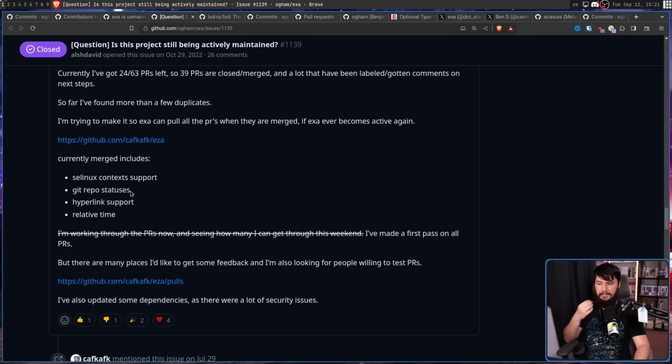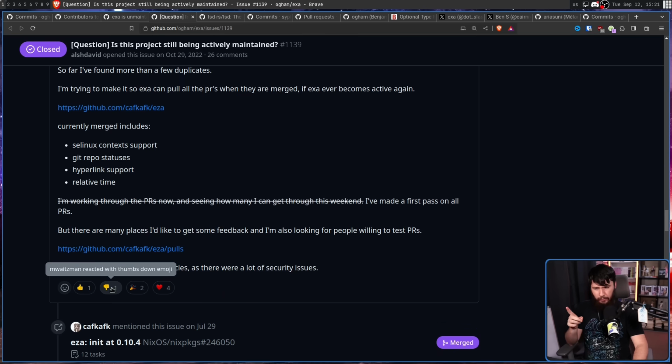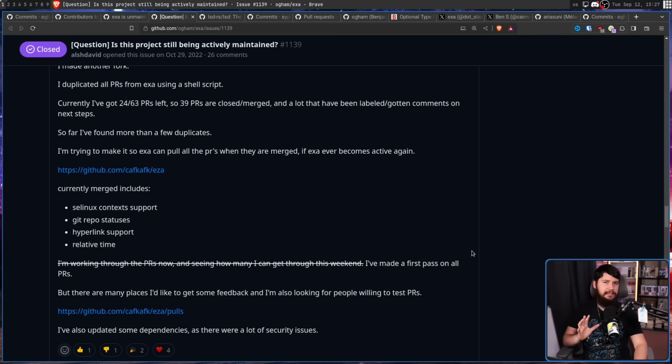I've also updated some dependencies, as there were a lot of security issues, and for some reason, there was this one person downvoting every post. They never explained why they were downvoting them. I guess they just didn't like the idea of a fork for some reason. At the time, Eza did have one little problem. Like with Exa, it was attached to this person's personal GitHub.